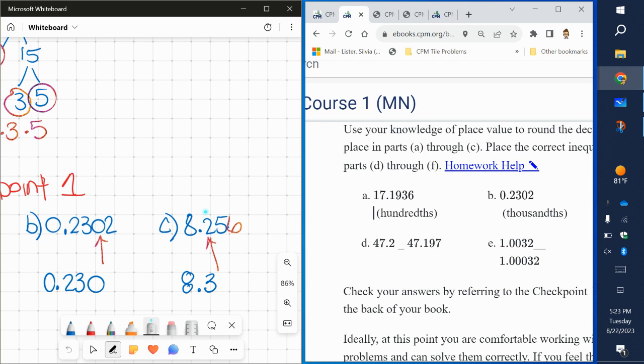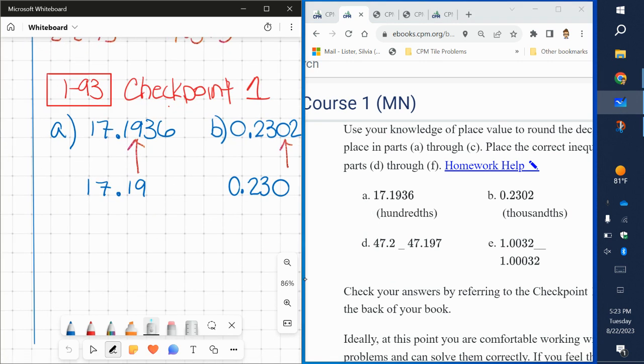Letter D. I need to place the appropriate symbol. So let's look at the place values. 47 and 2/10, 47 and 197 thousandths. So if you notice, 47 is the same. Then you notice there's a 2 here and a 1 here. Because the 2 is higher than the 1, that automatically means you have a symbol opening to the left, and the left is a greater than symbol. And hopefully you know that that's a greater than symbol. If you're struggling with that, talk to one of your teachers.